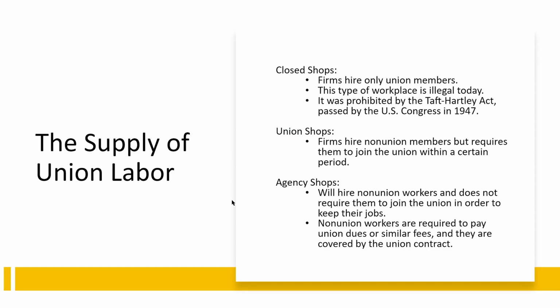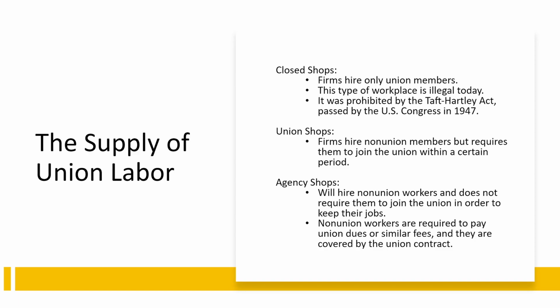The supply of labor, one way to do this is by having what's called a closed shop, which is a business that only hires union members. Now this type of workplace is illegal in the United States today, and this was prohibited back in 1947 with the passage of the Taft-Hartley Act by Congress. Then we have what's called a union shop. This is where firms hire non-union members, but they require them to join the union within a certain amount of time. It could be 6 months.